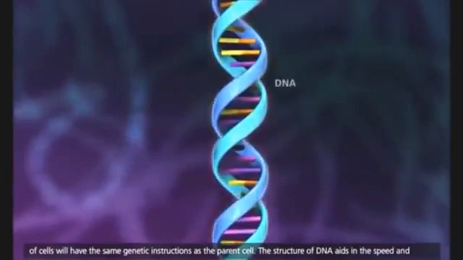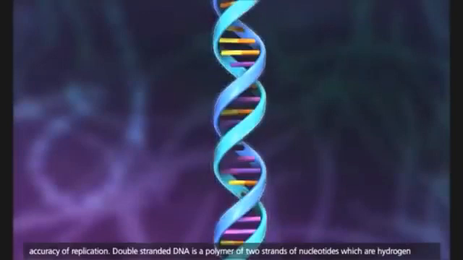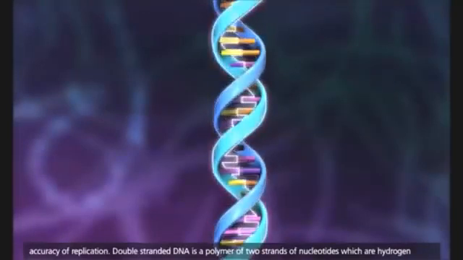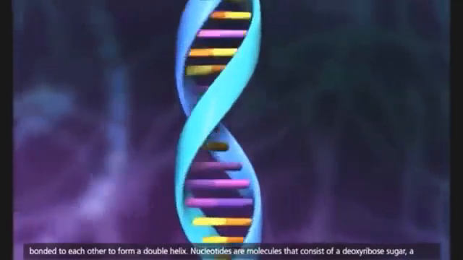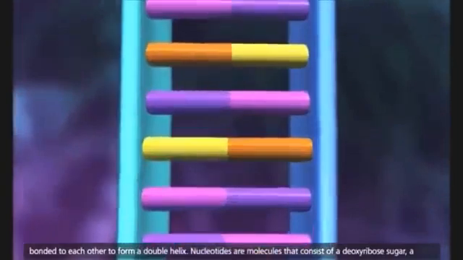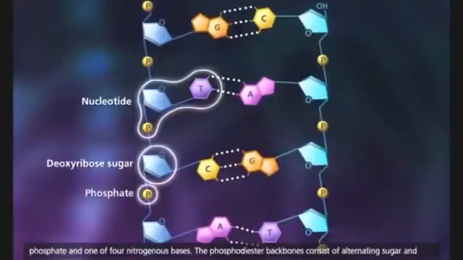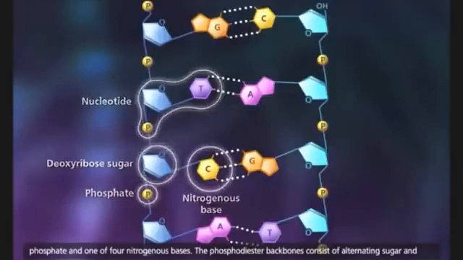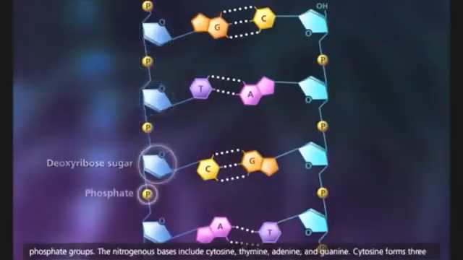The structure of DNA aids in the speed and accuracy of replication. Double-stranded DNA is a polymer of two strands of nucleotides which are hydrogen bonded to each other to form a double helix. Nucleotides are molecules that consist of a deoxyribose sugar, a phosphate, and one of 4 nitrogenous bases. The phosphodiester backbones consist of alternating sugar and phosphate groups.